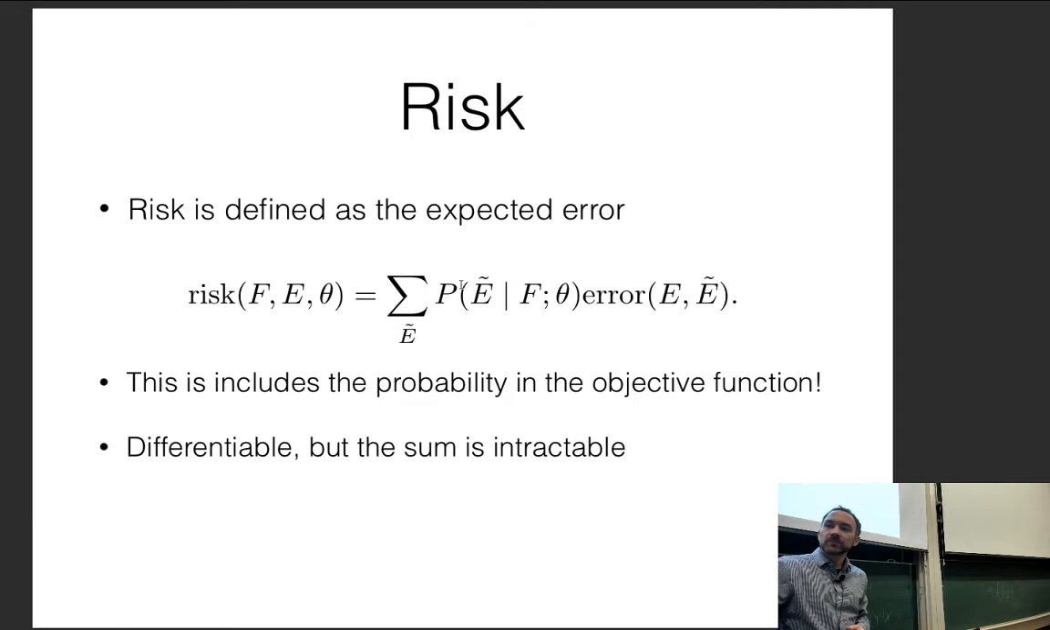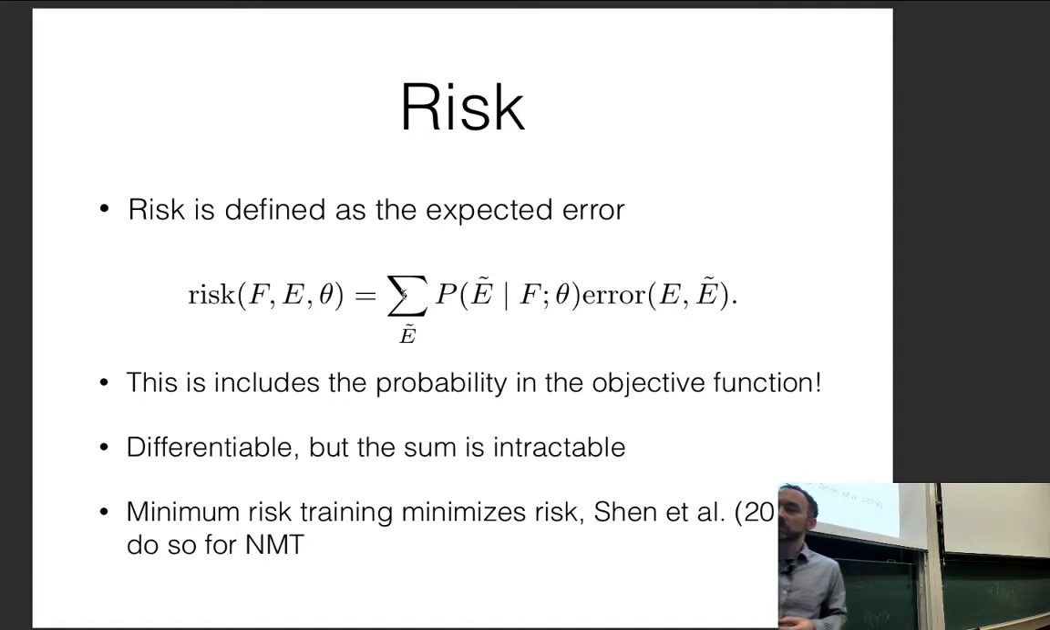And fortunately, this is now differentiable, or this now has a direct path from the objective function to the parameters, because the parameters directly appear in this risk function here, right? So this is differentiable, but like before, our sum here is intractable, right? So there's no way we can enumerate over all of the possible outputs.